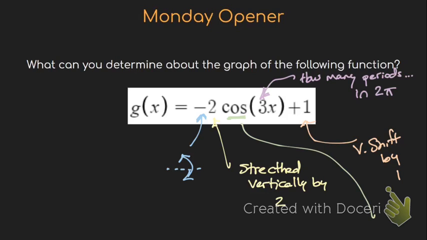So we know the parent function's cosine. So that means the basic shape would have been more like this, right? It's not symmetric about my x-axis, but you get the idea. So we know what the basic shape looks like. Which means if we start to actually generate our graph over here, I can go ahead and put these things on my graph.